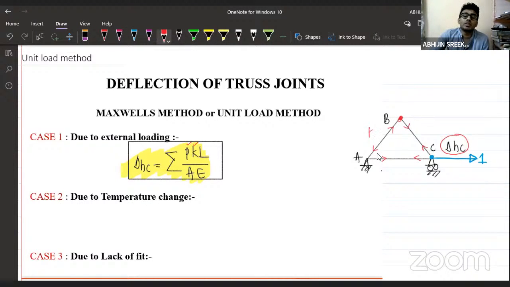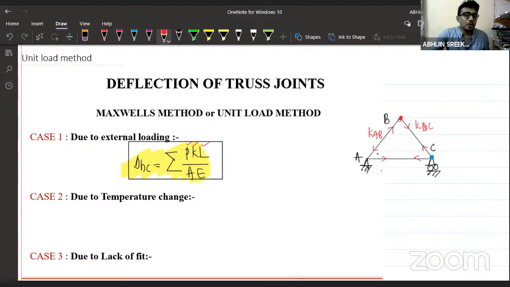Now calculate the forces in the various members. This will give you the K values, KAB, KBC, and KAC. Use them here. We know the length of each member, and we know the axial rigidity of each member. So take the summation of them, and you'll get the horizontal displacement of the joint C. This is the procedure for calculating the horizontal displacement of a joint when it is subjected to a vertical load.